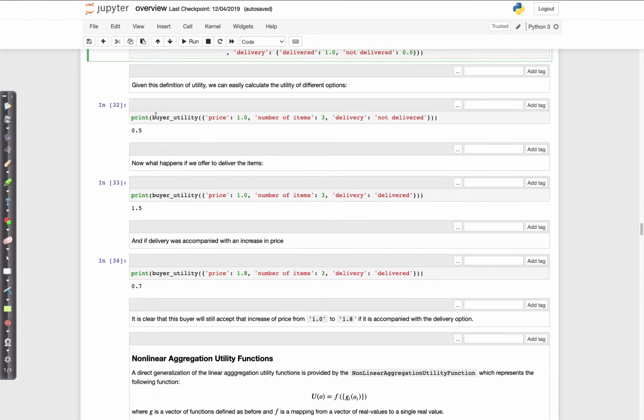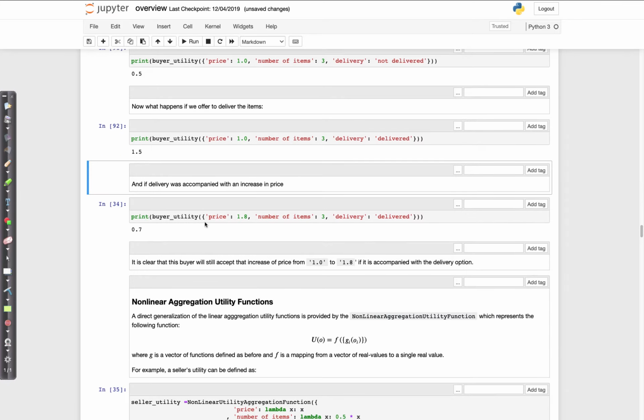So here, we are asking the system to, first I need to run that. We're asking the system to give us the buyer utility of this thing. The price is 1, the number of items 3, and the delivery is not delivered. It says it's 0.5. So what about the same thing, but just make not delivered here become delivered. It says it is 1.5. It's now better by 1, which is this one here. Okay. So that's how you define utility functions.